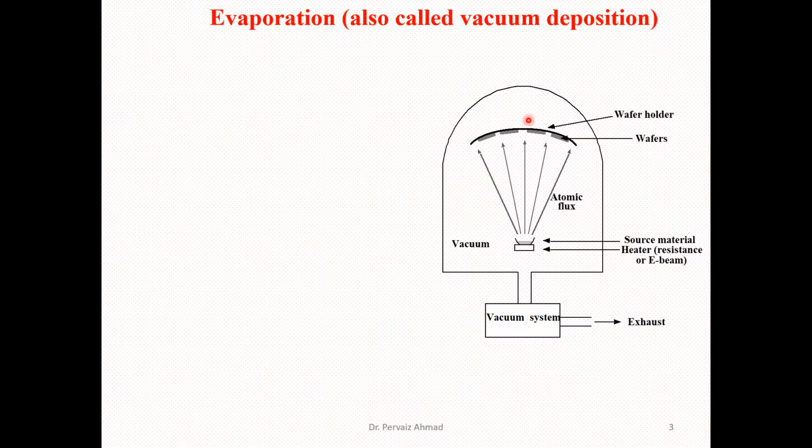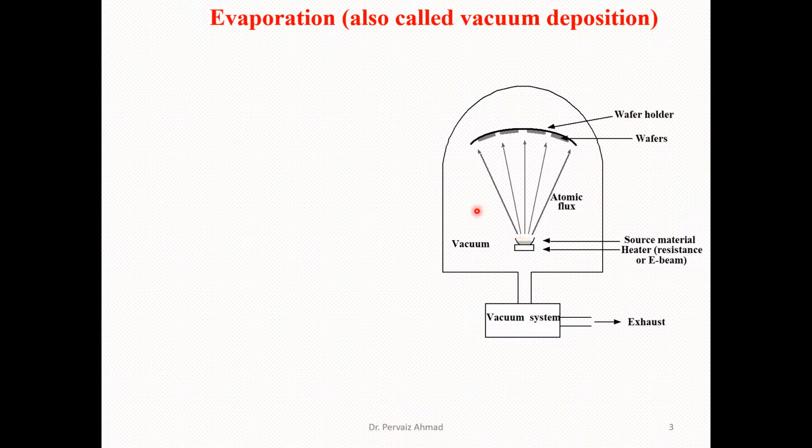That is, we have a huge chamber. Inside this chamber we have the heating source. It's basically resistive heating or e-beam heating. Above this heating source, we have the source materials. What is happening, we will discuss in the coming slides, in the coming points.